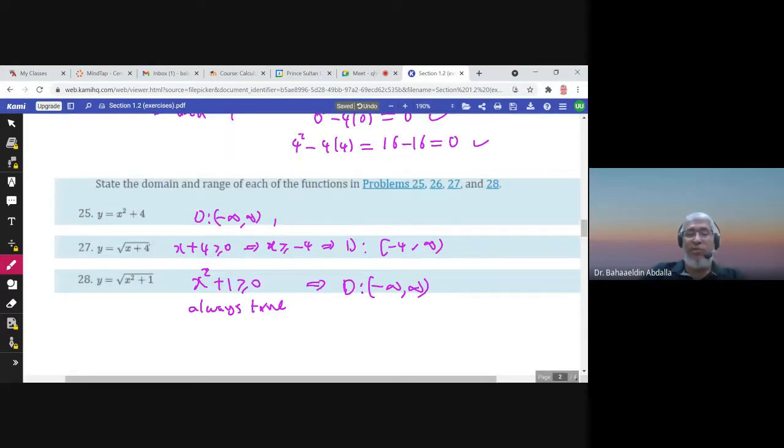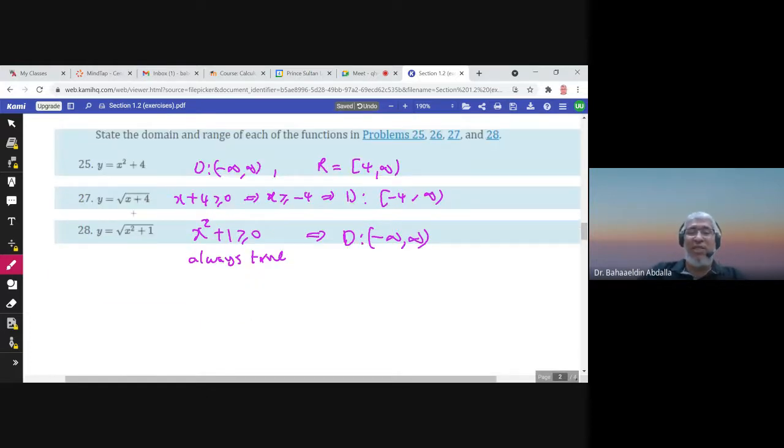For the range, remember you need to graph. So the graph of this equation is a parabola taken 4 units up. So actually the range here is from 4 to infinity. While here, this is a square root, 4 units to the left. So the graph is the same as the square root. So the graph of this equation, if you like, a parabola taken 4 units up. So it's like this.